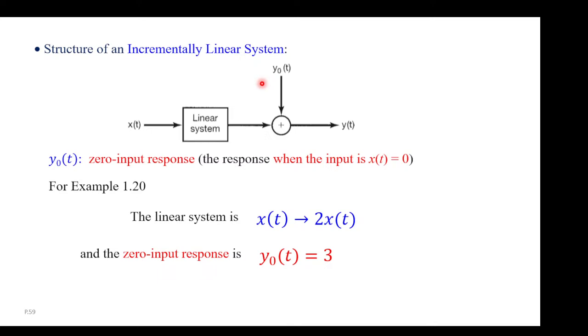I guess I should write this once again here. The system is y of n equal to 2x of n plus 3. This plus 3 is a zero input response. We call it y0 of t. It's a t, not an n, which is confusing. So I erase this and write it as t. I'm not sure why we changed the n to t. So y of t equals 2x of t plus 3. The 2x of t part is the linear part, and we have a zero input response. Any questions?